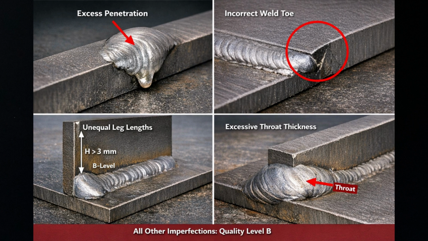Level 2 quality level C. Excessive asymmetry of fillet weld, meaning unequal leg lengths, reference 5214. At level 1, the limit is H not greater than 3 mm. At level 2, quality level B applies. Excessive throat thickness, reference 5214. Level 1 no specific requirements. Level 2 quality level C. All other imperfections. Level 1 no specific requirements. Level 2 quality level B, the most stringent category.